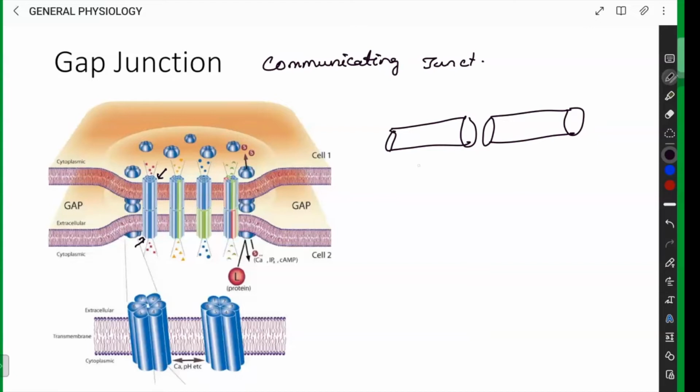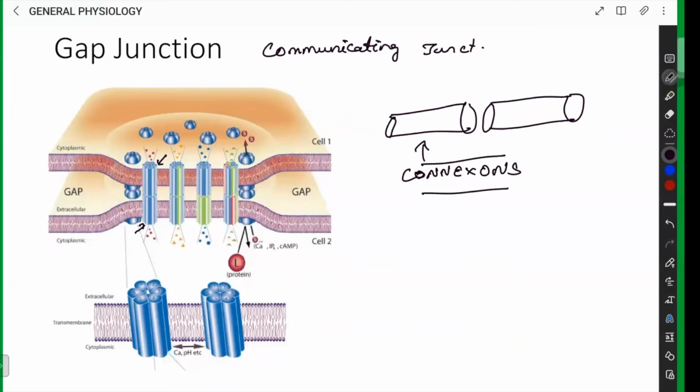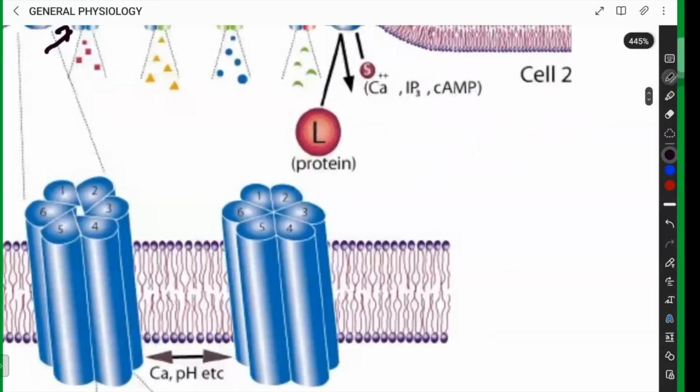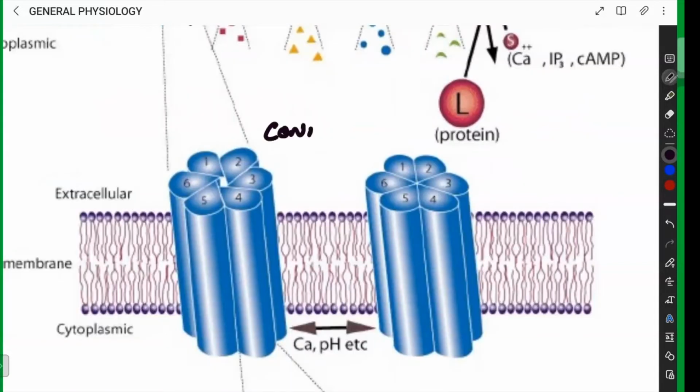What is this cylinder called? This cylinder is called a connexon. And what is this connexon going to have? It is going to have 6 units. These 6 units are called connexins. So 6 connexins together form a connexon.